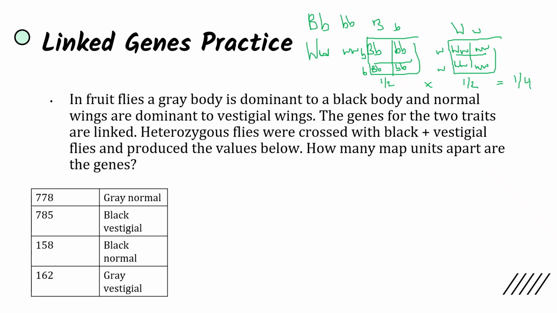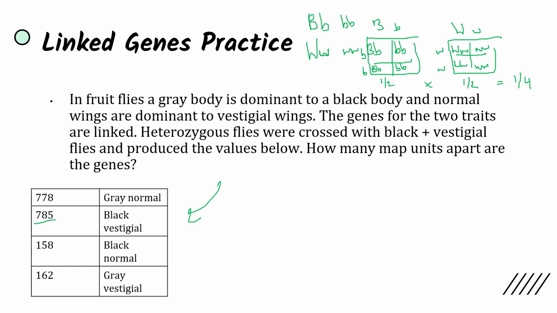Now, because these are both the recessive traits, if we take a look at our actual numbers, you can see that gray normal had 778, black and vestigial had 785 flies, black normal had 158 flies, and gray vestigial had 162 flies. So as you can see, it is definitely not 25% that were black and vestigial flies from our heterozygous fly that was crossed with a black and vestigial fly. It's definitely a lot more. So let's explain this using linked genes.